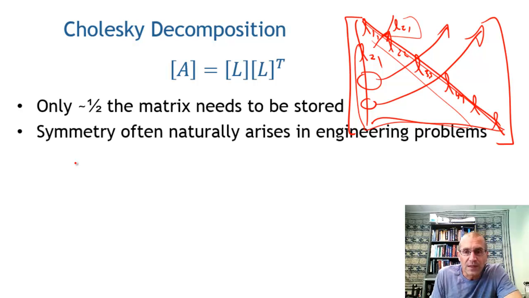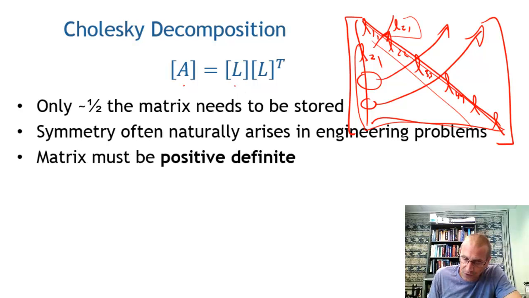Another thing that's interesting is that the symmetry, the fact that you have the elements 2,1 equal to 1,2, etc., often naturally already arises in engineering problems. In fact, if we look at that heat transfer problem we discussed a minute ago, what you'll find in problems like that is that you already have this symmetric matrix, where A actually turns out to already be equal to L, and you don't even need to do the decomposition in the first place. Now, one of the things is the matrix must be positive definite.